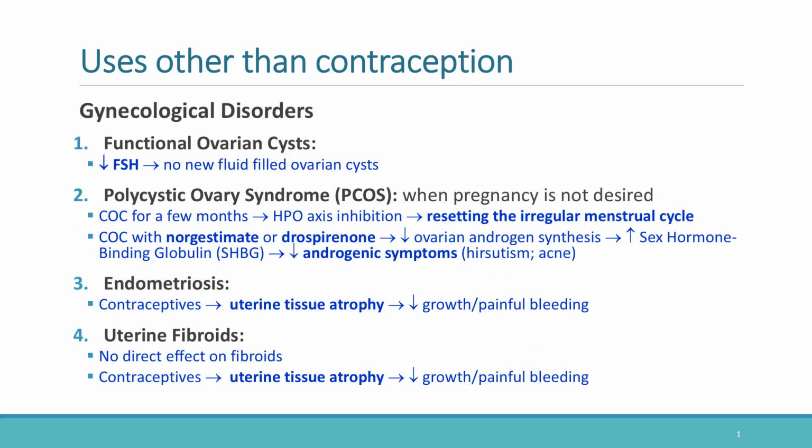Combined oral contraceptives are commonly used in polycystic ovary syndrome when pregnancy is not desired. Suppression of the hypothalamo-pituitary-ovarian axis helps regulate irregular cycles. Progestins such as drospirenone and norgestimate reduce androgenic symptoms including acne and hirsutism. Contraceptives also suppress formation of functional ovarian cysts. In endometriosis, hormonal suppression reduces ectopic endometrial tissue activity and painful bleeding. Although contraceptives do not directly eliminate fibroids, they may reduce associated bleeding symptoms.